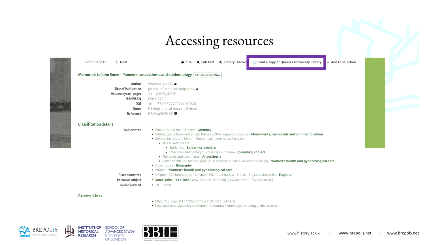Clicking on the Find a Copy At button will take you to your library catalog, where you can view your institution's access options. You can also select the Library Discover button. This will take you to the JISC Library Hub Discover, which lists collections of over 200 academic, national, and specialist libraries in the UK and Ireland.